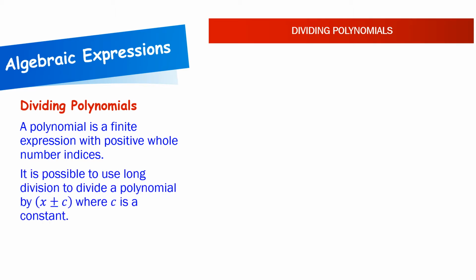It is possible to use long division to divide a polynomial by x plus or minus c, where c is a constant. Let's have a go at an exercise. Divide x cubed minus 3x minus 2 by x minus 2. Pause the video and have a go. Press play when you're ready to view the solution.